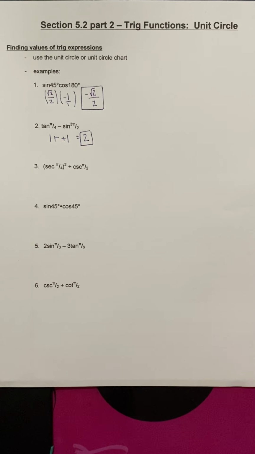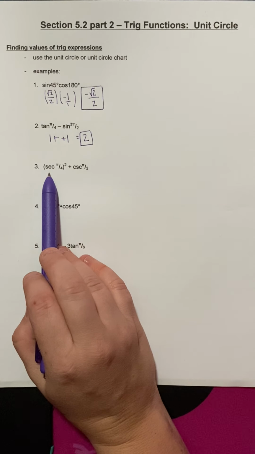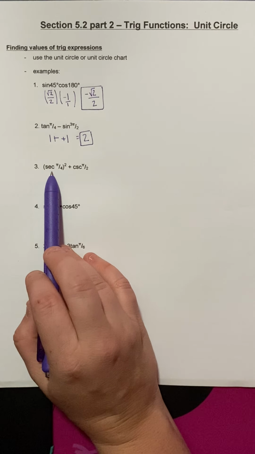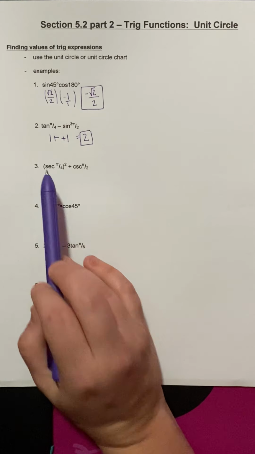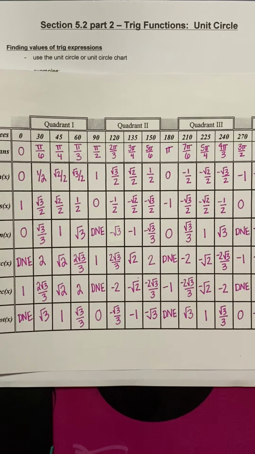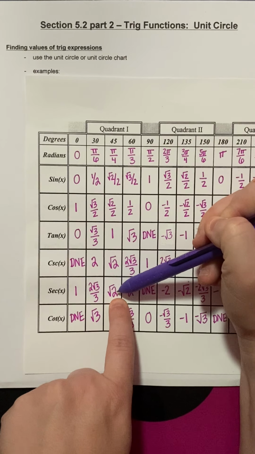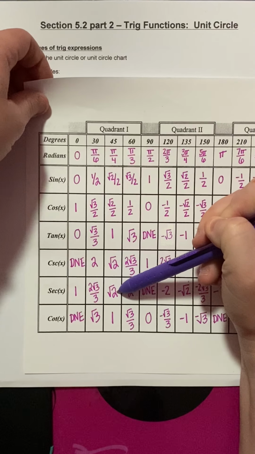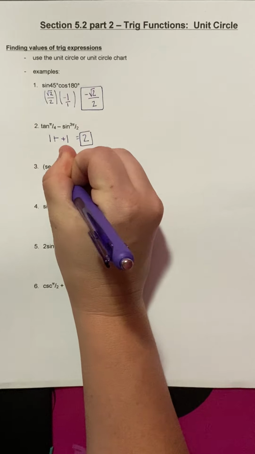All right, then we get to number 3. Number 3, secant of pi over 4 squared. Since this is secant, the best thing to do is for me to use my chart once again. Now, the chart's going to be the easiest for you. So I'm going to go to pi over 4 and find secant. So here's pi over 4. Secant is right here, so that would give me the square root of 2. So the secant of pi over 4 would be the square root of 2, and that gets squared. So this is the square root of 2 squared.